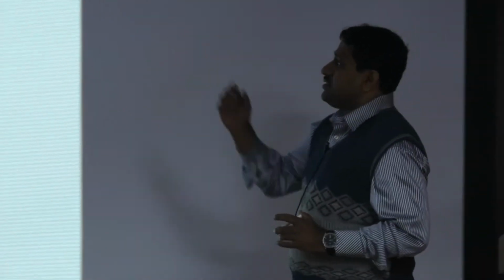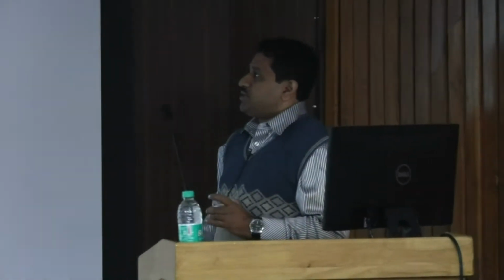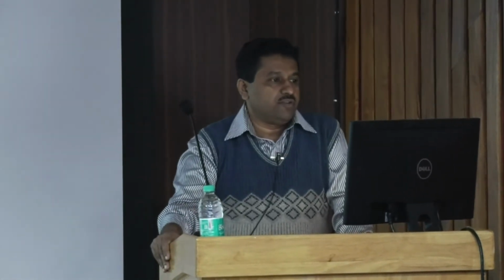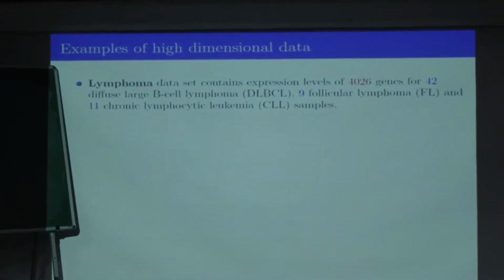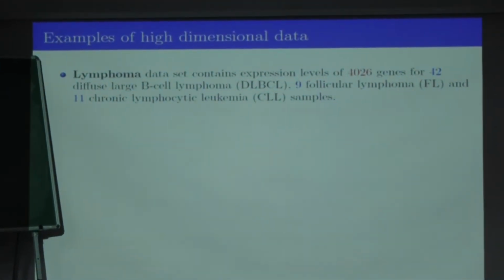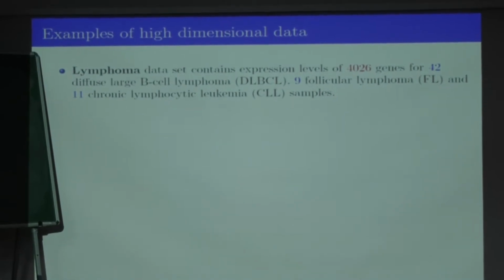So, as was suggested, I will be speaking on distance-based statistical methods for high-dimensional data. So, what do we mean by high-dimensional data? Here are some examples. For example, this is the lymphoma dataset, which contains microarray gene expression levels for 4,026 genes for 42 diffuse large B cell lymphoma, 9 follicular lymphoma, and 11 CLL samples.